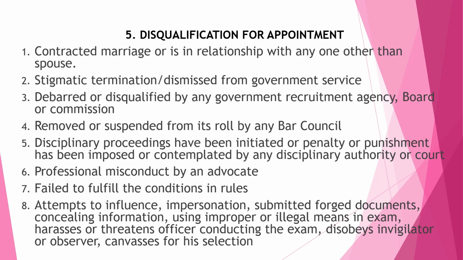and if an aspirant has failed to fulfill the conditions in the rules, if an aspirant attempts to influence this judicial process, or if he tries to impersonate, or if he tries to submit forged documents, or if they conceal the information, or if they use improper or illegal means in exam, or if they harass or threaten the officer conducting the exam, or if they disobey the invigilator or observer, or if they try to canvass for their selection. In all these cases, they would be disqualified from appointment.